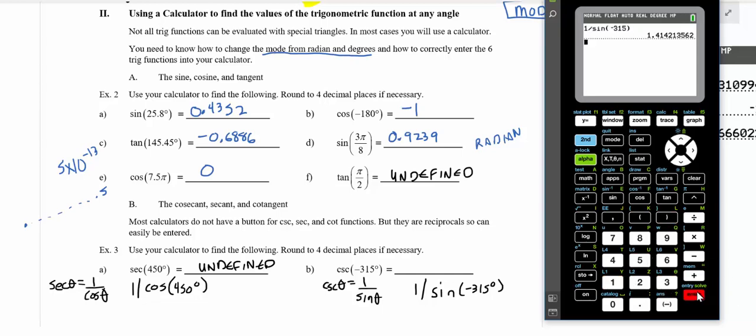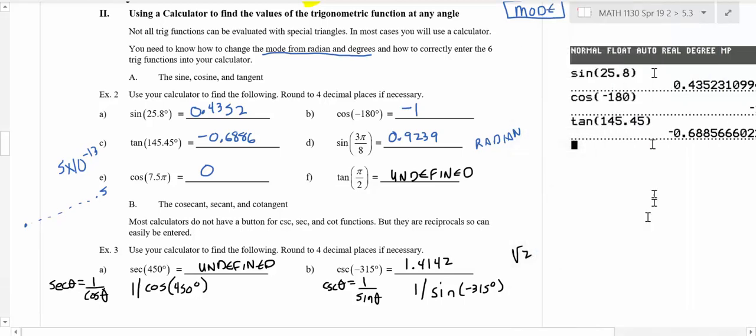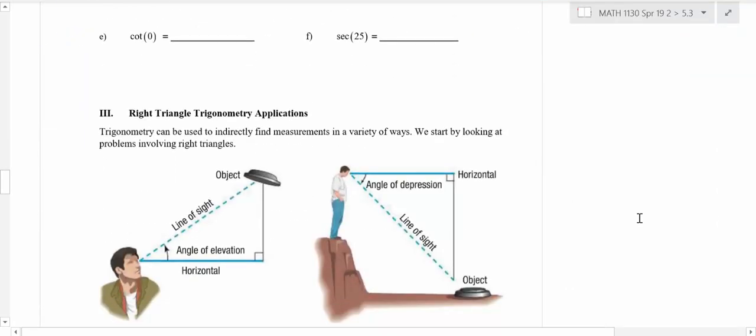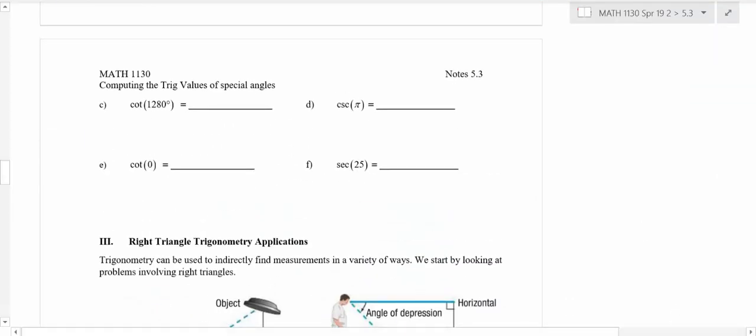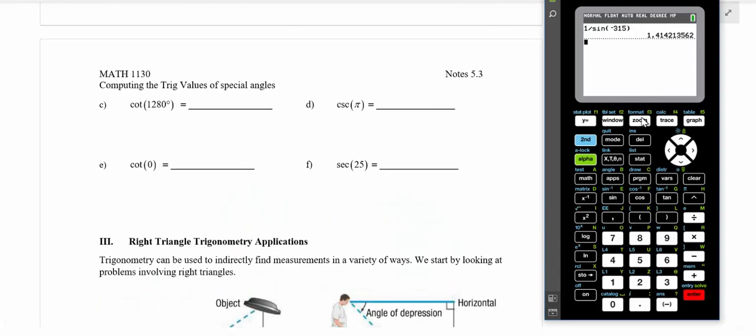And that will give this, 1.4142. Actually, that's the square root of 2. We'll learn how to get that square root of 2 a little bit later in the class. But for now, we're just going to use our calculator and get the decimal. Okay, next page. I'm going to do a few more of these and just get confident with this.